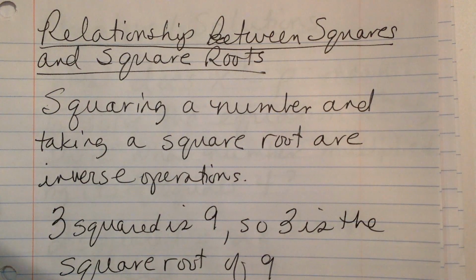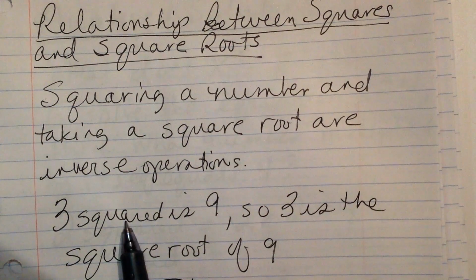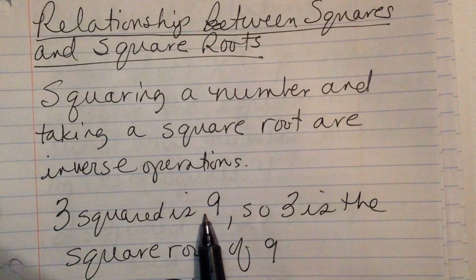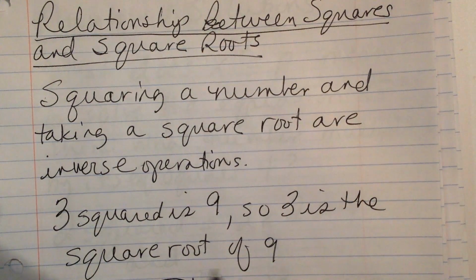Relationship between squares and square roots. Squaring a number and taking a square root are inverse operations. Let's look at it this way. If we take 3 and we square it, 3 times 3 gives you 9. So 3 is the square root of 9.